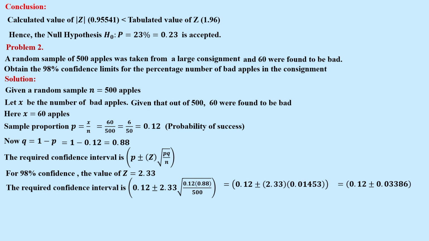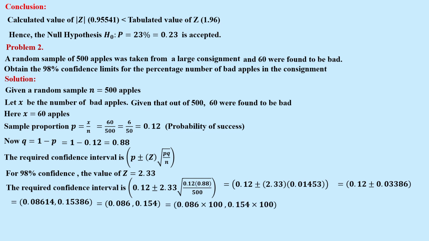First take the minus value, that is the lower limit, 0.12 minus 0.03386. That value is 0.08614, right? Lower limit. Then take the plus value, 0.12 plus 0.03386, that is 0.15386, that is the upper limit. This is the confidence limit, 98% confidence limit. So approximately 0.086 comma 0.154.